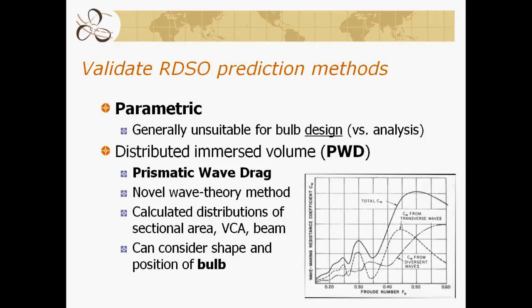This is a novel implementation of that, where we're using the calculated distributions of sectional area, the vertical center below waterline of that sectional area, and the beam or the waterplane distribution. It does not use surface cuts. And it can consider the shape and position of the bulb as a part of the analysis.